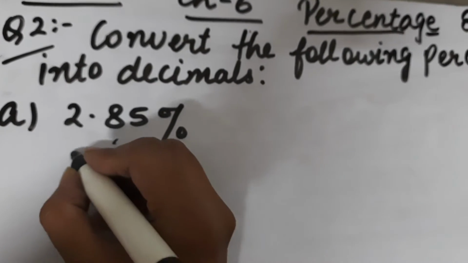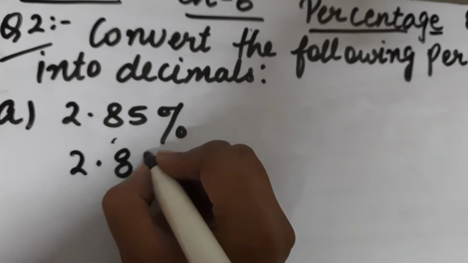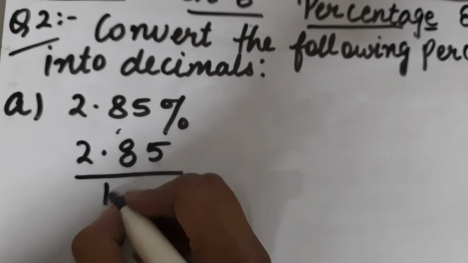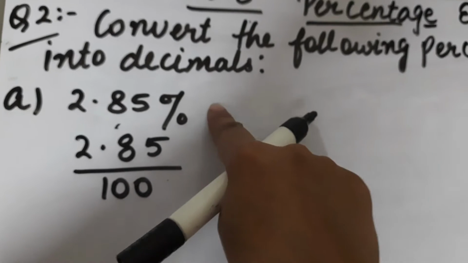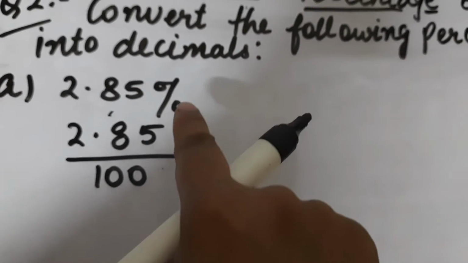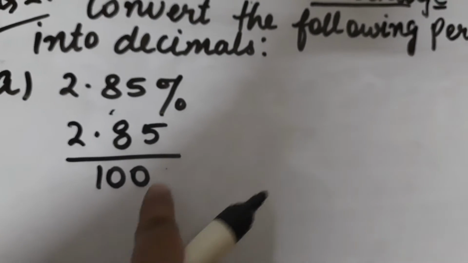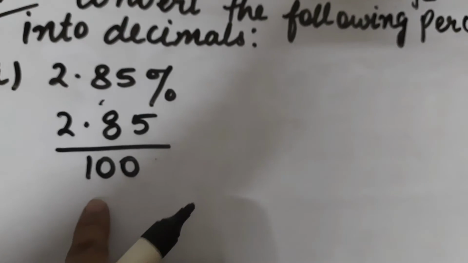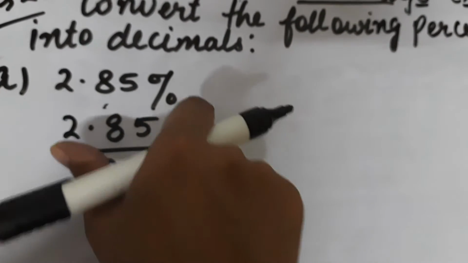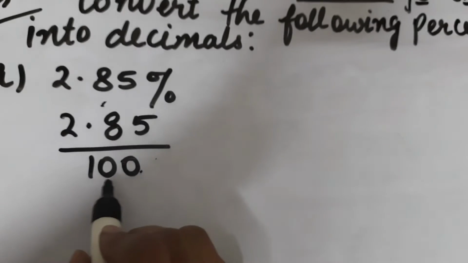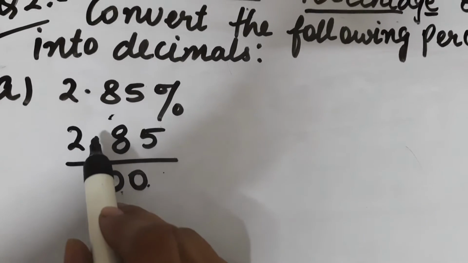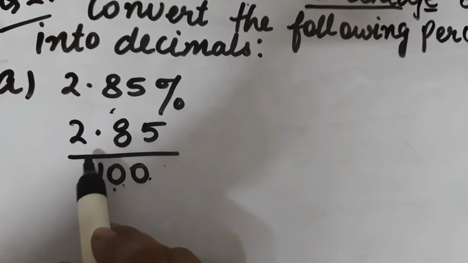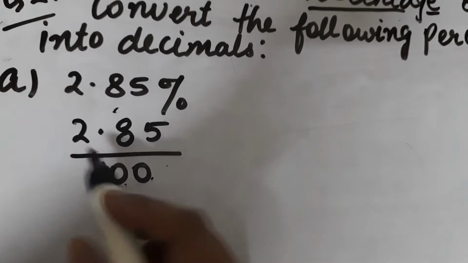Whenever we remove the percent sign, we divide by 100. That means 100 will come in the denominator. Whenever we have to remove the percent sign, we have to divide the number by 100, so 100 will come in the denominator. Now how do we divide a number by 100? See, there are two zeros in the denominator, so we will shift the decimal point 2 places to the left.